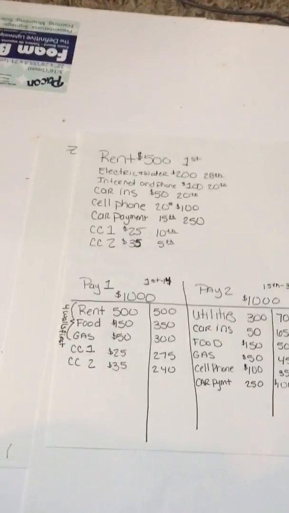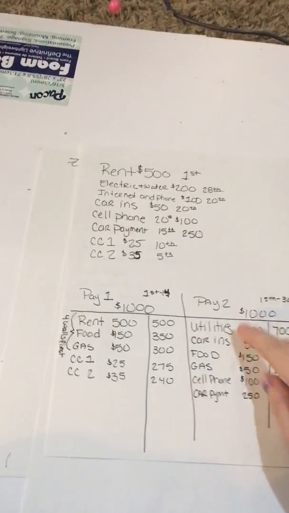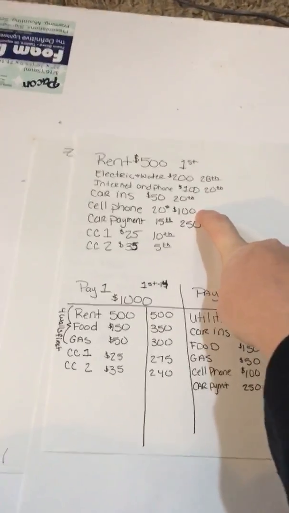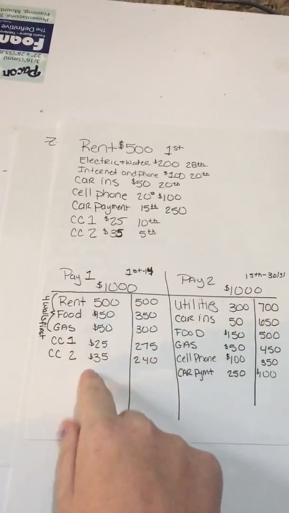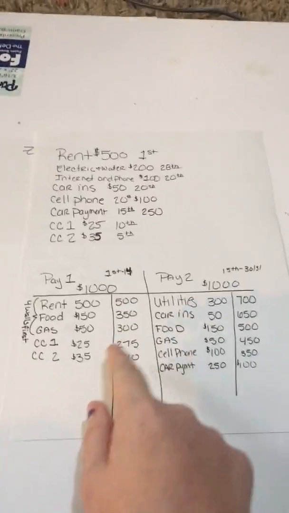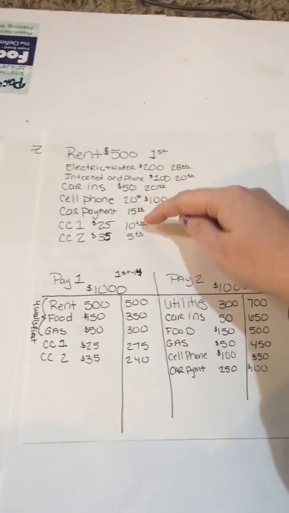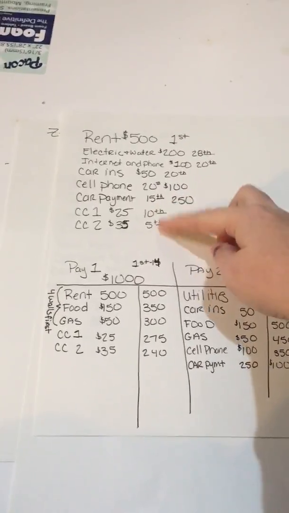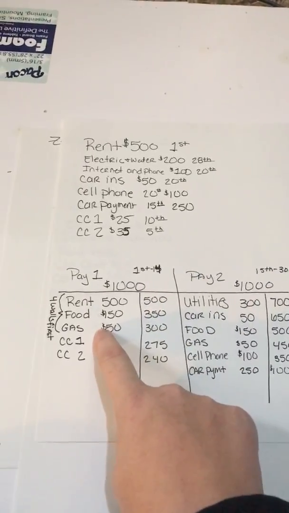So after you've paid your bills, you're not going to pay these on due dates. If you get paid on the 1st, you're going to sit down on the 1st and you're going to pay the bills. I don't care if those are due on the 10th and the 5th. They're going to be paid on the 1st.